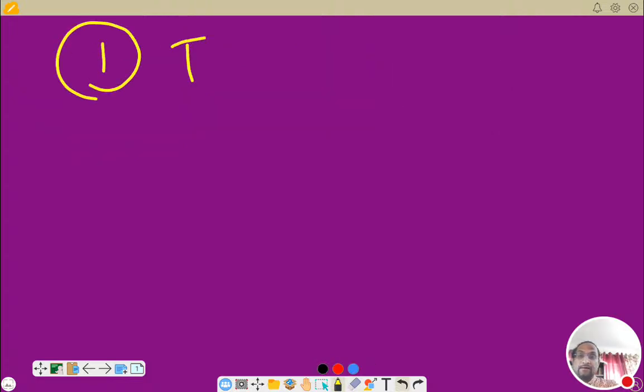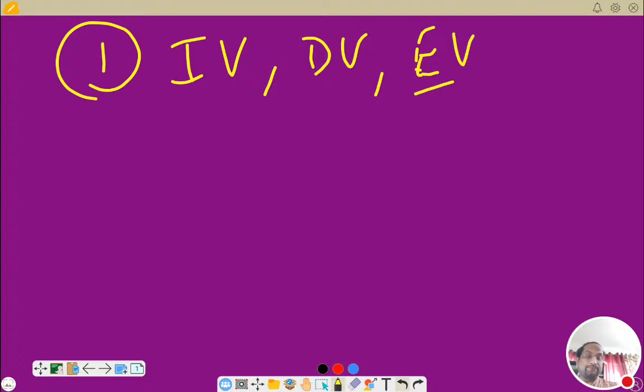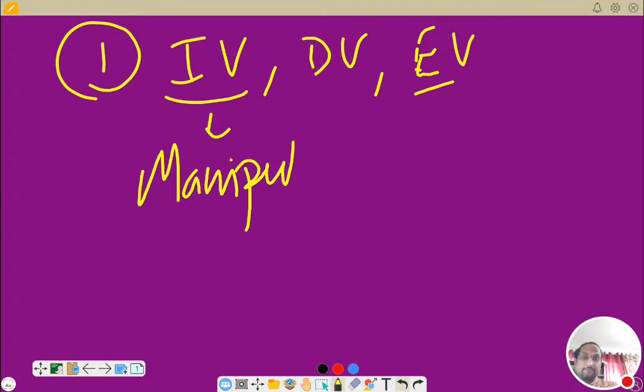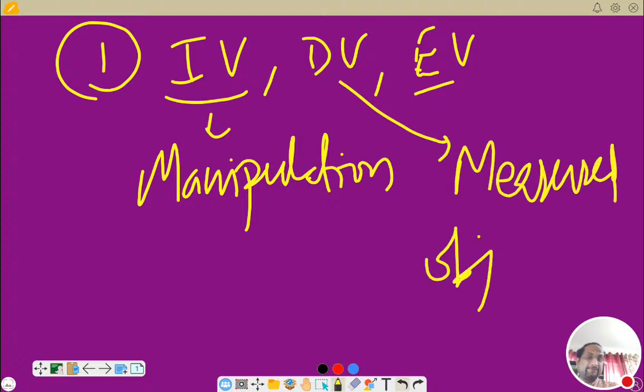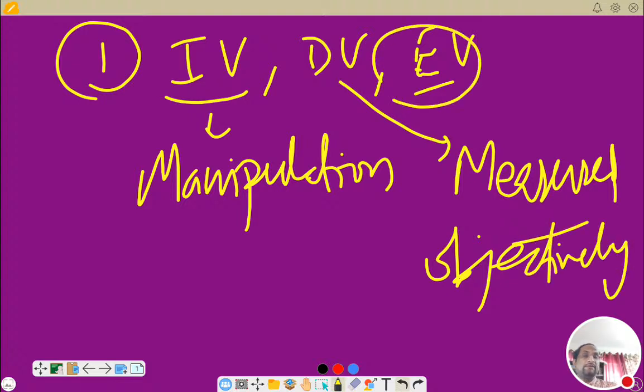Characteristic number one: IV manipulation, effective IV manipulation; DV objective measurement; EV control. This is the manipulated IV, the DV is measured objectively, and the EV is controlled. This is the first characteristic.